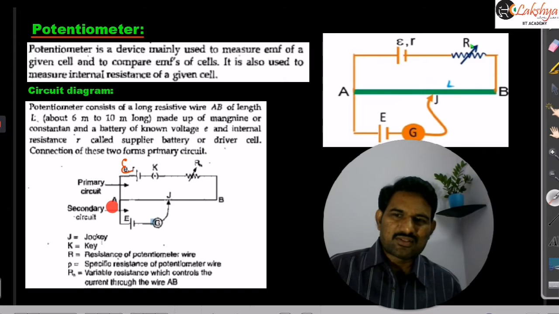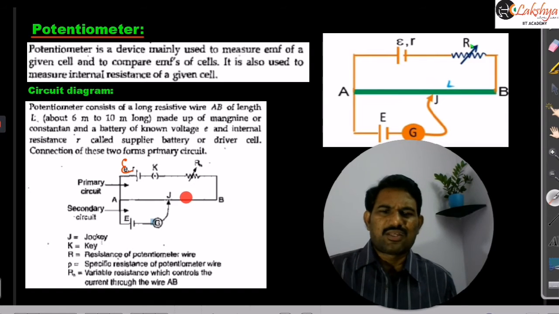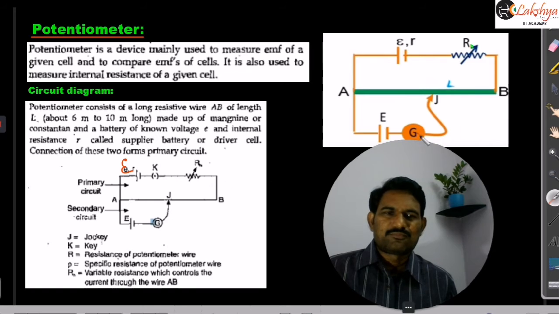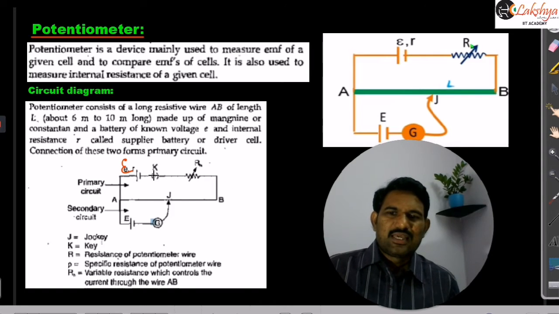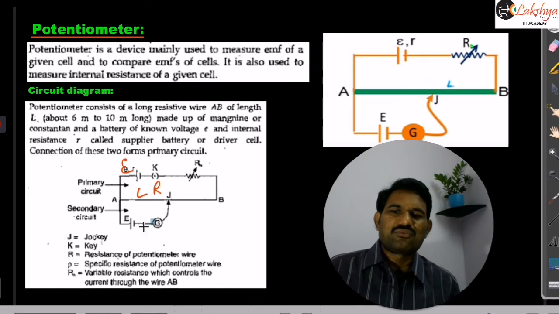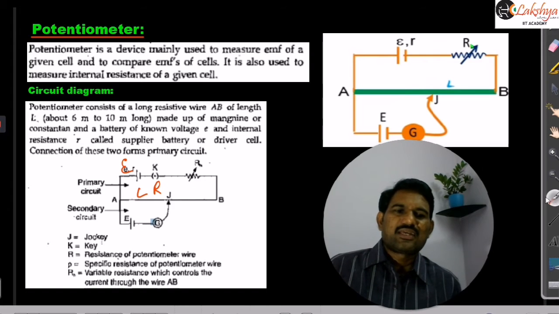It consists of a cell, a resistance and a key, and this is nothing but our potentiometer wire. AB is nothing but our potentiometer wire. It is having some length, say capital L, generally we represent, and some resistance R. That means this L is taken as the length of this wire and R is taken as the resistance of this wire here. And now this remaining part is called the secondary circuit here.